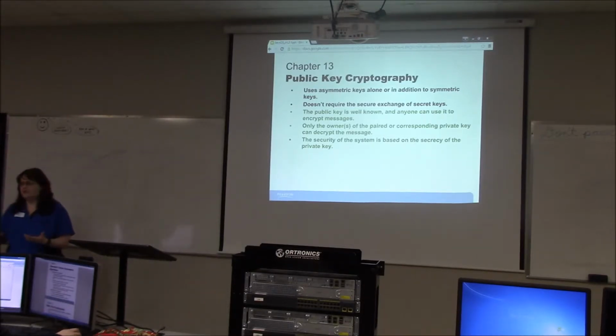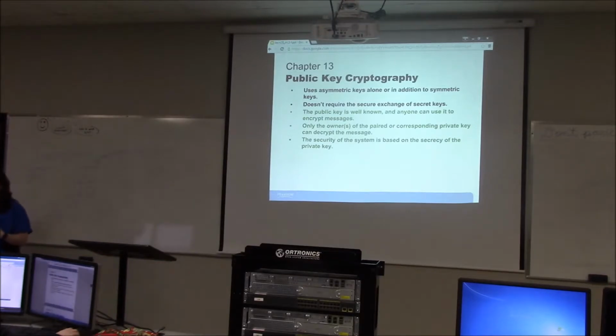The whole security of the system is based on the private key being kept private. If anyone else gets the private key, well, they can decrypt the message too. We'll talk next week about certificates, and maybe that'll start to make a little more sense. We'll talk about how this stuff is used in practical applications as well. So that is what public key cryptography is.